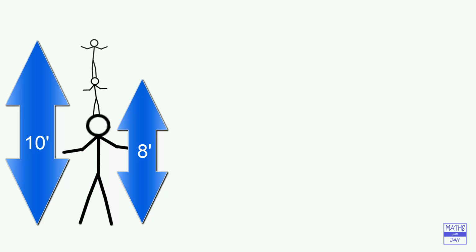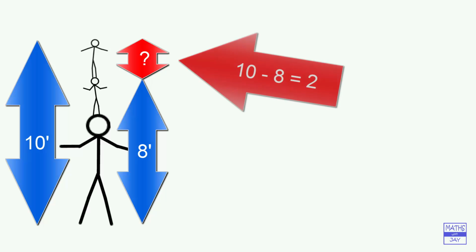Now, because the twins are identical, we know that they are the same height as each other. Comparing the two total heights, we can see that the difference between them must give us the height of a twin. So each twin must be 2 foot high.